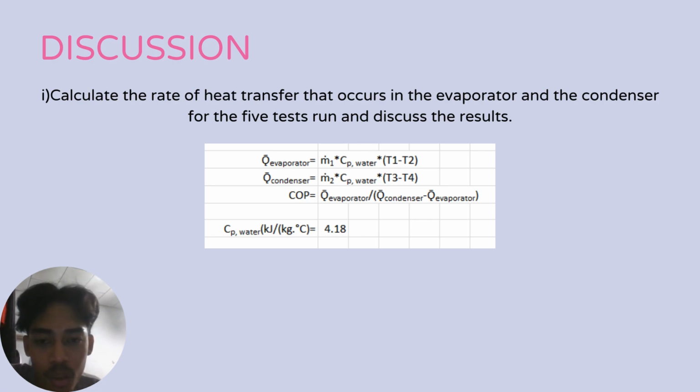So this is our formula used in the experiment. Q evaporator equals M1 times Cp water times T1 minus T2. For the Q condenser, mass flow rate times Cp water times T3 minus T4, and the COP is Q evaporator over Q condenser minus Q evaporator. So we already have Cp water, which is 4.18 kilojoule per kilogram Celsius.